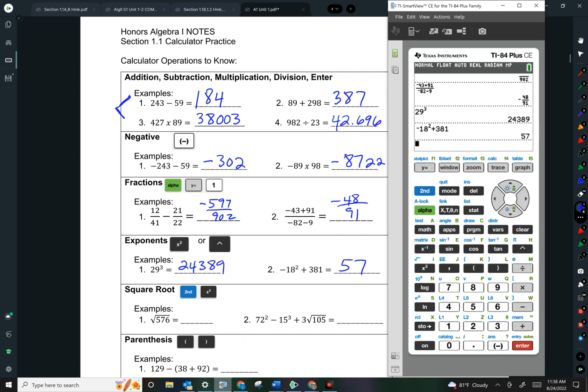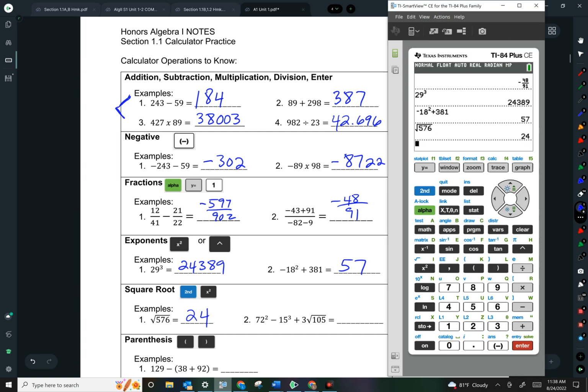Okay. Then the square root symbol. The square root is the second key with the x squared key. See the little blue square root symbol? So I'm going to do second x squared. That gives me the square root. In this case, 576. And remember, when you do square roots, they don't always come out evenly. In this case, it did. So we'll just say that's 24.